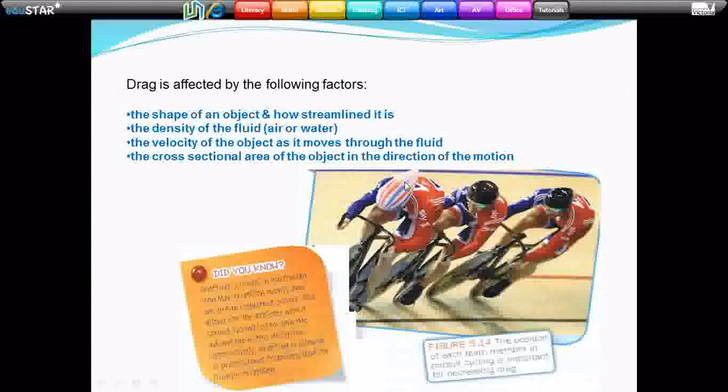The area of the object in direction of the motion is also important. So if you've got a cyclist here and he had his hands up on the handlebars, he would be sitting up higher, which increases the cross-sectional area that's actually trying to cut into the air. So generally the cyclists will try and get down on their drops here, and they'll try and reduce that cross-sectional area cutting through the air so that they're not creating as much drag behind them. It's quite an interesting little factor there, which you can pause this video and read if you like.